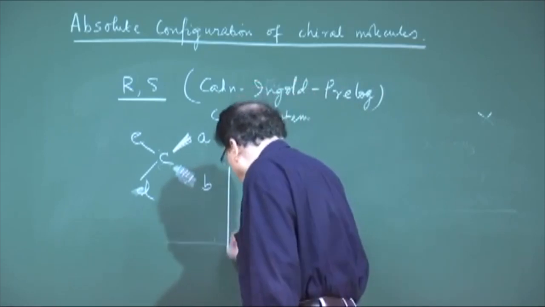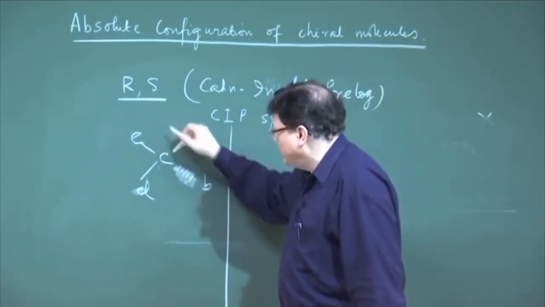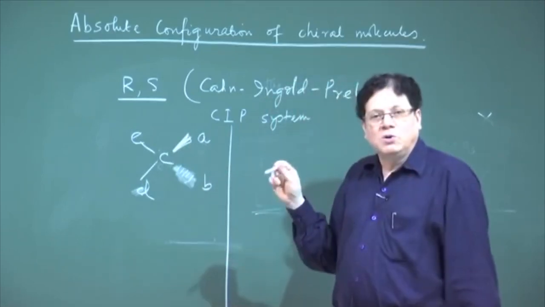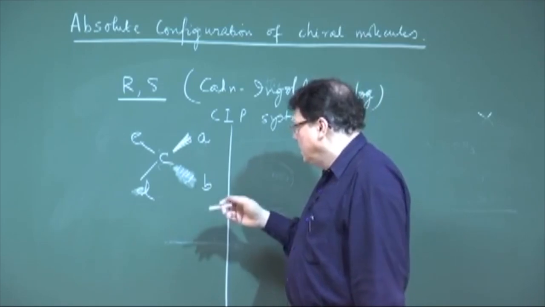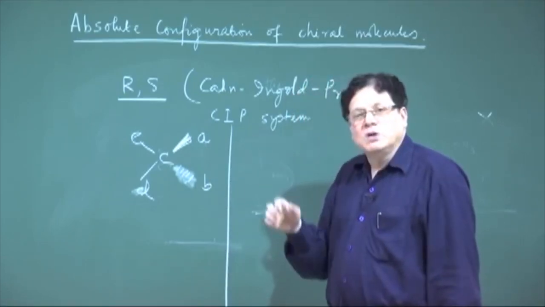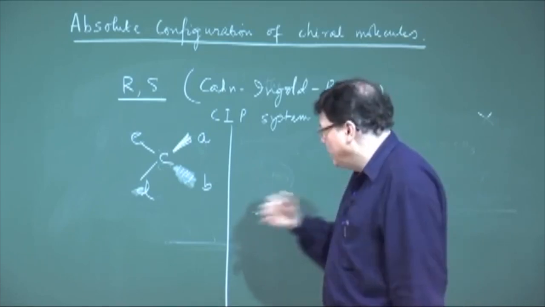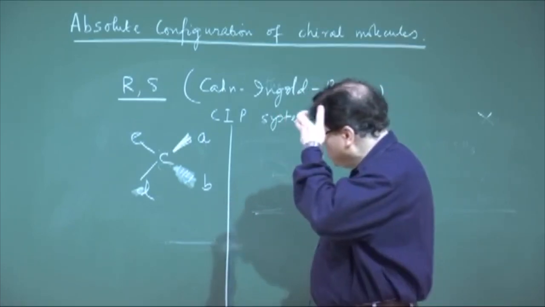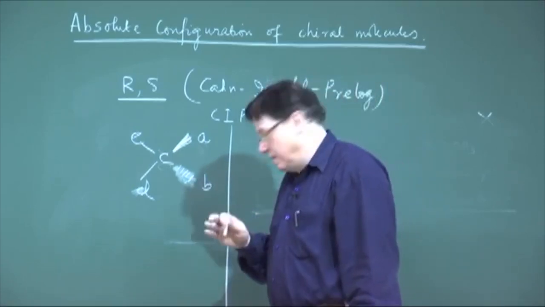So the rules actually are two basically. First of all, after giving the priority sequence, how you should look at this molecule, and then you see what the sequence of priority is when you go from 1 to 2 to 3. Okay. Let me clarify it a little better. Suppose by priority sequence rule, I will come to the priority sequence rule later.